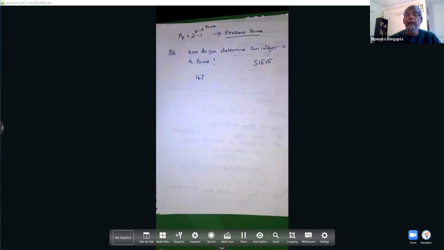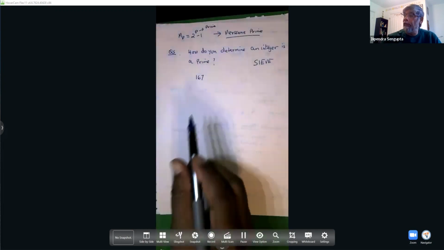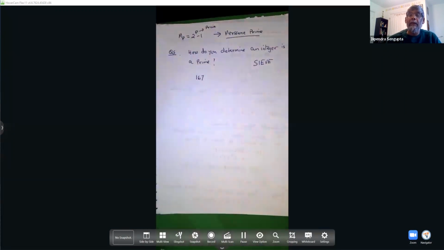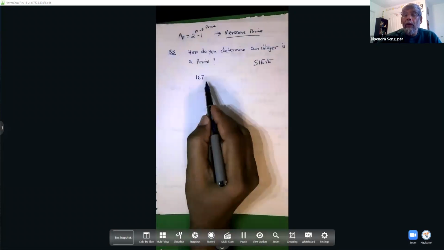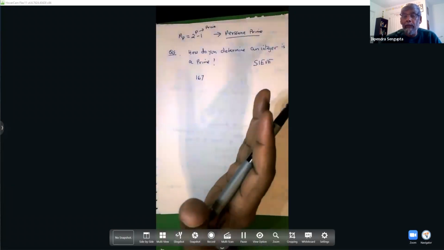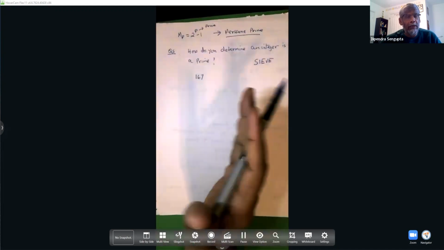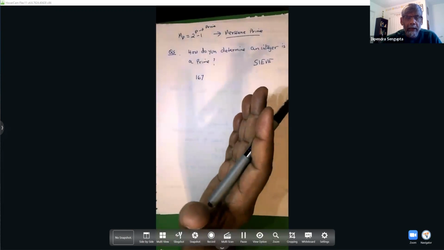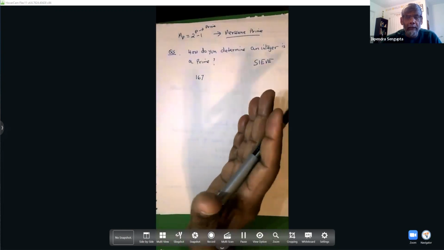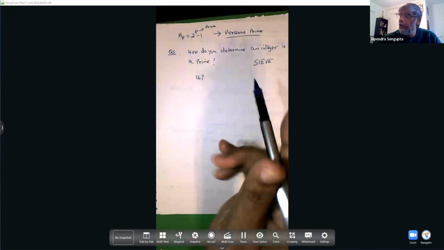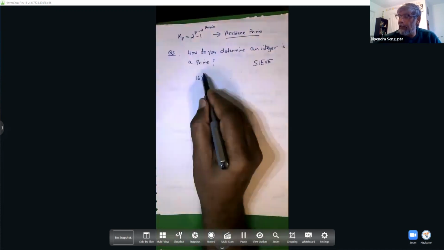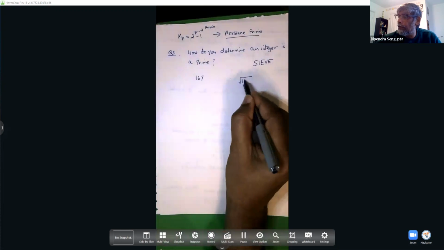What I do first, because I have to divide this 167 by all the primes, right? To make sure there is no prime factor. But the question is, when do I stop? Because there are infinitely many primes. Do I divide 167 by all the primes, which is infinitely many? The answer is no. You don't have to divide by all primes. What you do is you take the square root of 167.